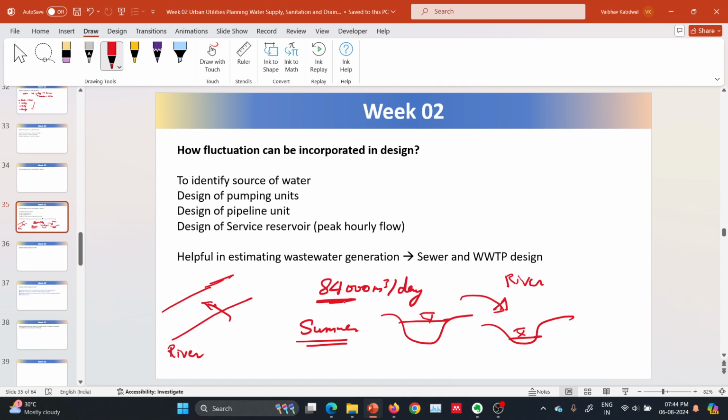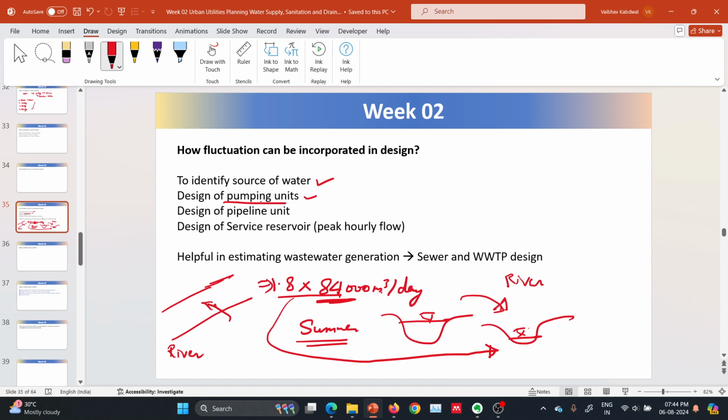So are we going to use this as a water source? To identify the water source, we should know what the fluctuation is. This is per day, and if we want peak flow, we need to multiply it by 8. Suppose this river can't meet our peak fluctuation, which mostly occurs in summer, then we need to identify the source based on this fluctuation. For the pumping units, at peak flow, let's say if there is fire demand or something, we need to design the pumps based on the peak hourly flow.